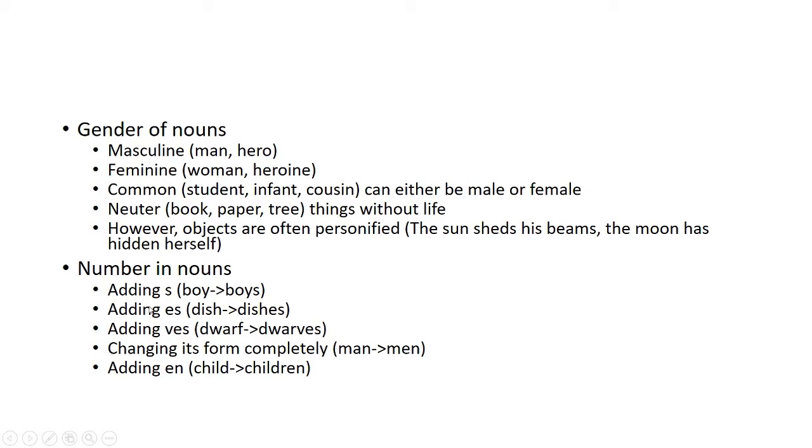Number in nouns. So certain nouns are pluralized by adding simply an s. For some nouns, we add es in the end. For some nouns, we replace the last word and add ves, such as dwarf. Then certain nouns change their form, such as man and woman. Man becomes men and woman becomes women. And certain nouns are pluralized by adding en at the end, such as child becomes children.